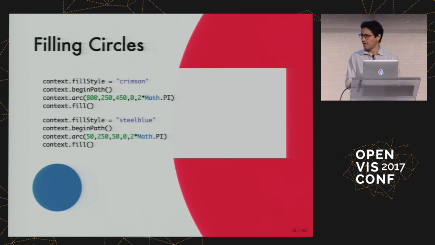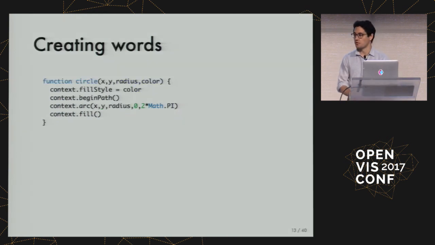Code like this is imperative code, and I think imperative code is actually great for beginners because it's line by line, something is happening, and it's good to learn to read code that way and see things happening. Eventually, we want to create words which are more expressive ways of talking about things.